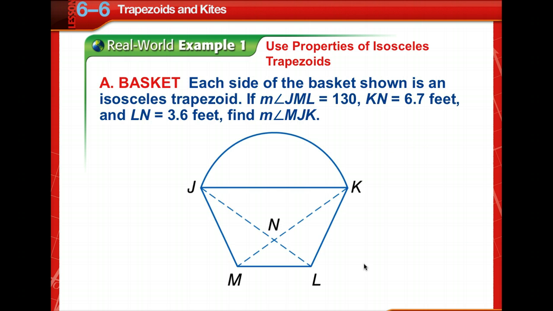So let's solve problems using the properties of isosceles trapezoids. You may want to pause the video for a moment and make a sketch and write down what is given so that you can follow along as we solve the problem. Each side of the basket shown is an isosceles trapezoid. If the measure of angle JML is equal to 130 and KN is 6.7 feet and LN is 3.6 feet, find the measure of MJK.